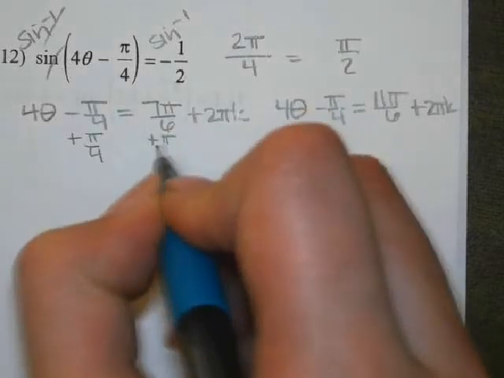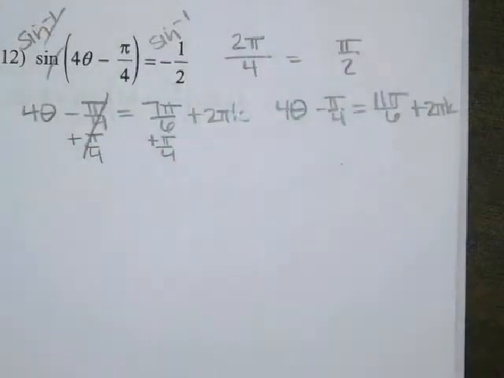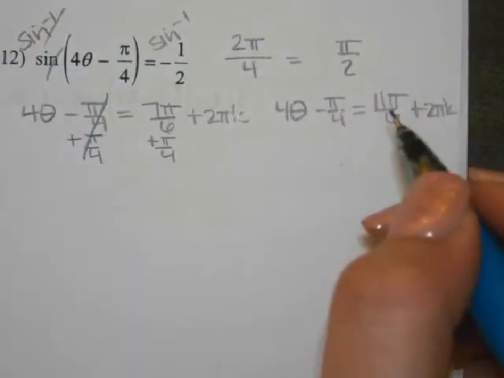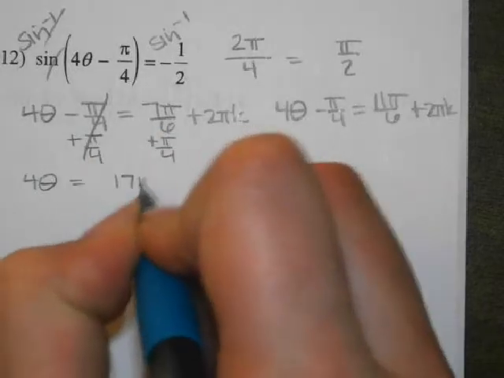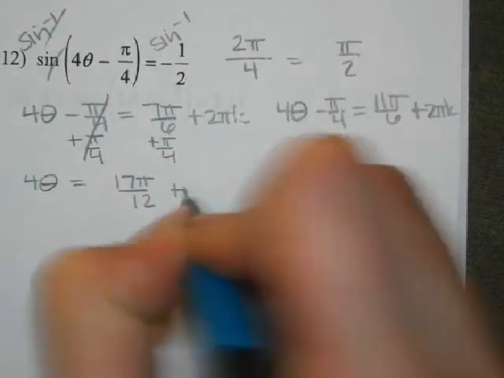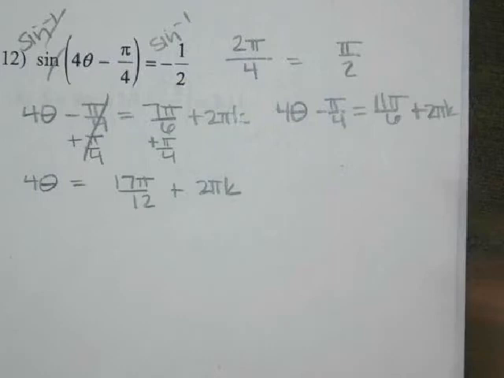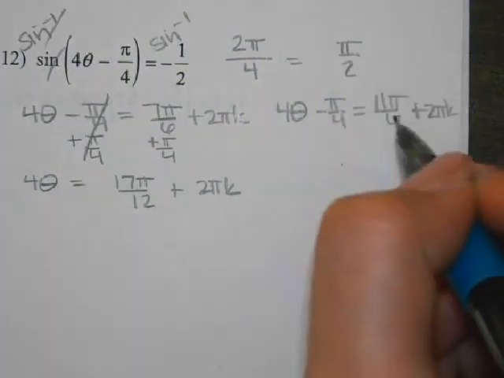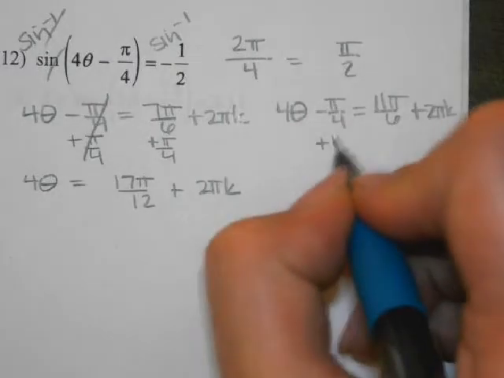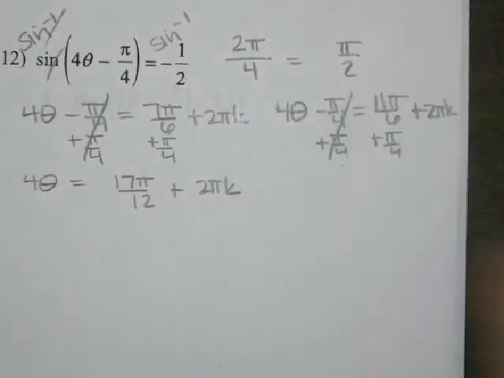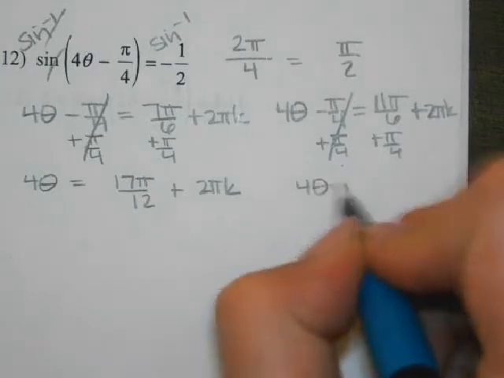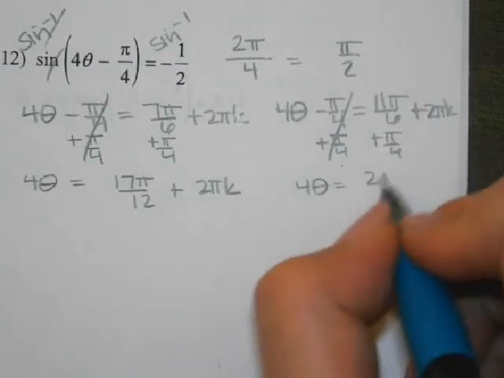So add pi fourths. Okay, so 7/6 plus pi fourths is, okay, so we have 17 pi twelfths plus 2 pi k. And then if we have 11/6 and we add pi fourths, is 25 pi twelfths.